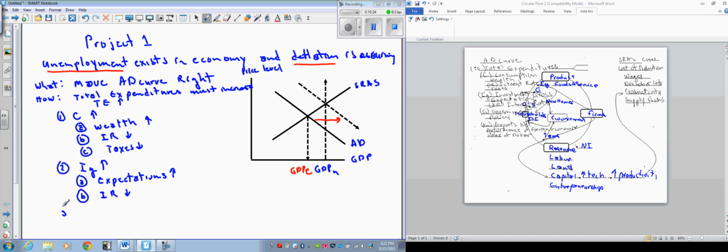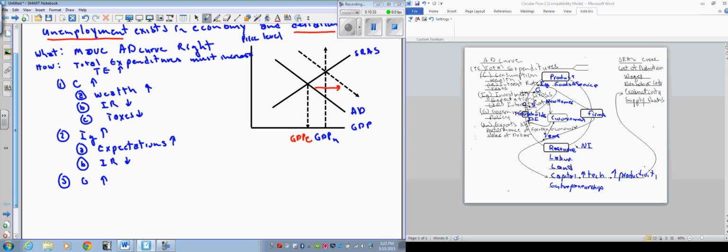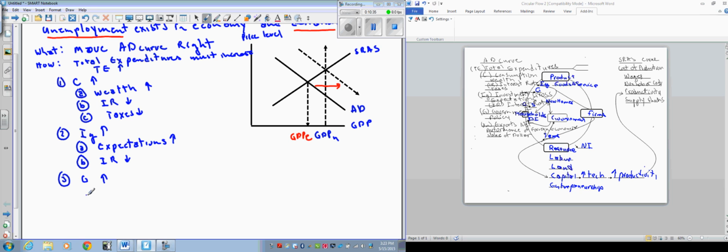The third thing that happens is government. Government spending has to increase. Now that increases just because of government policy. The policy is to increase spending. And then the fourth thing is that exports net must increase.